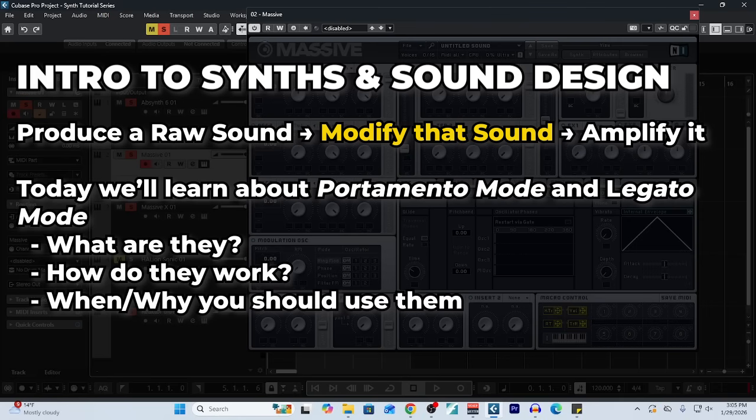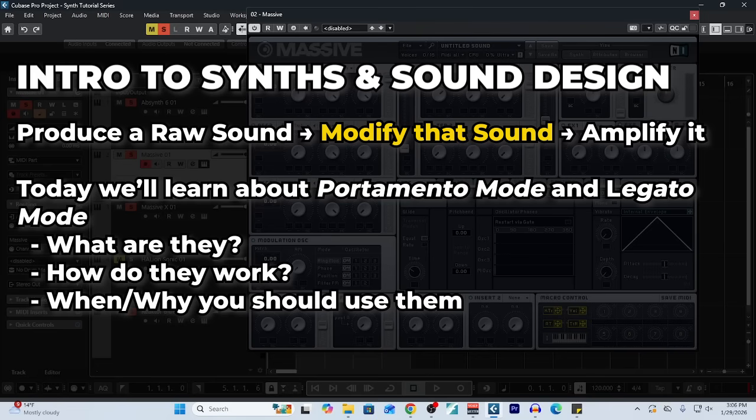Today, we are going to tackle 2 of the most fundamental and powerful tools for modifying sounds, which are Portamento mode and Legato mode, each of which can be used to help make your synths sound more natural by introducing a bit of expressive potential to your performances. Together, we will learn what they are, how they work, how to set them up, and most importantly, when and why you should apply them when creating new sounds.